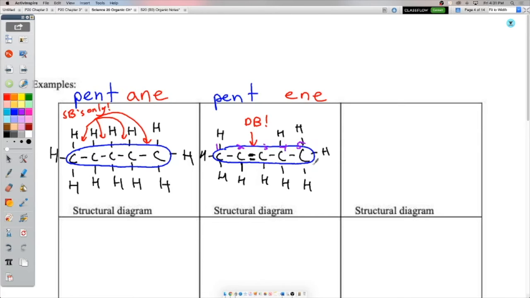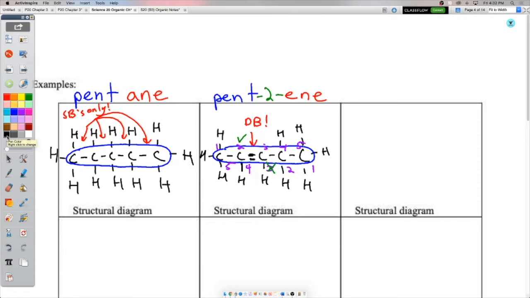If we go the other way, if we say 1, 2, 3, 4, 5, well, if we go this way, the first way I did, then the double bond is on carbon number 2, right? If we go the other way, then the double bond is on carbon number 3, right? So we have to give it the lowest number possible. So we're going to start counting from this end because 2 is lower than 3, right? So this is pent-2-ene, okay? We don't want it to be number 3. We want it to be on number 2 because 2 is smaller.